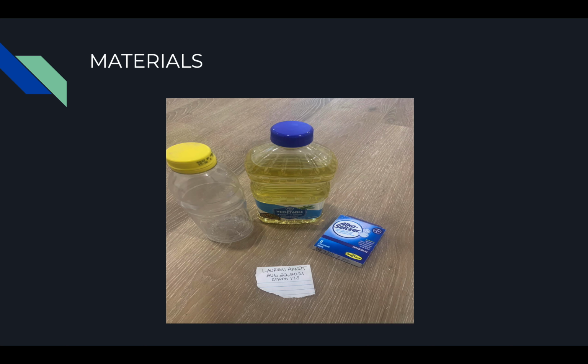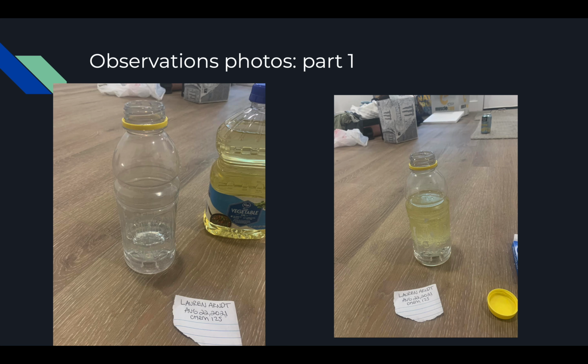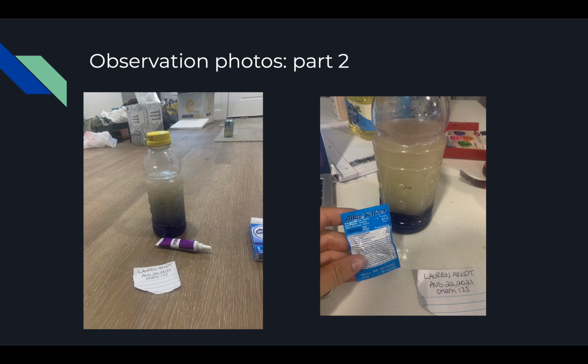So here I have my vegetable oil, my Alka-Seltzer, my clear bottle, and then not pictured is my purple food dye that I used as well. I filled the bottle a quarter of the way with water, and then about 2/3 more of the way, maybe a little bit more than that, I filled it up with vegetable oil. And then I added in my purple food dye, and I noticed immediately that it dyed the water and not the oil, which I thought was interesting.